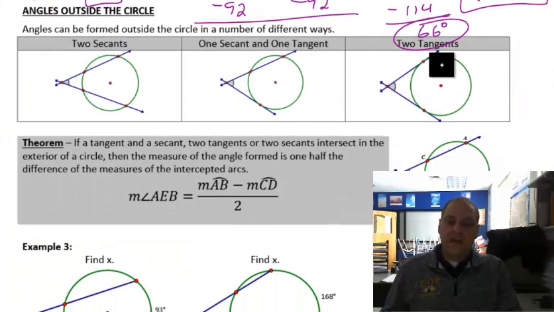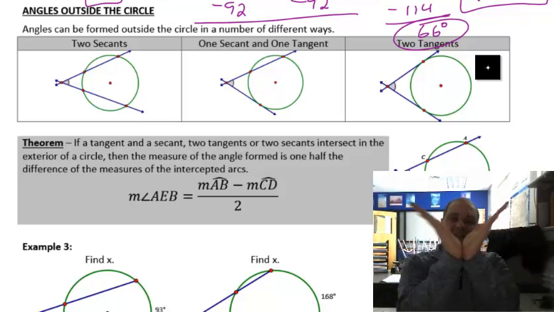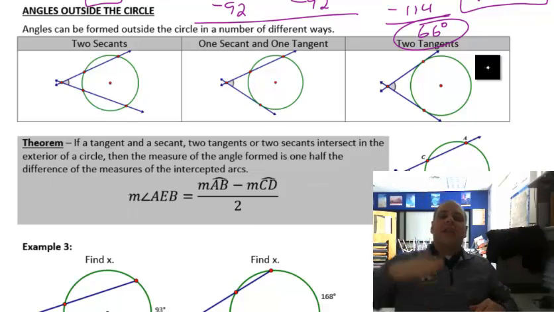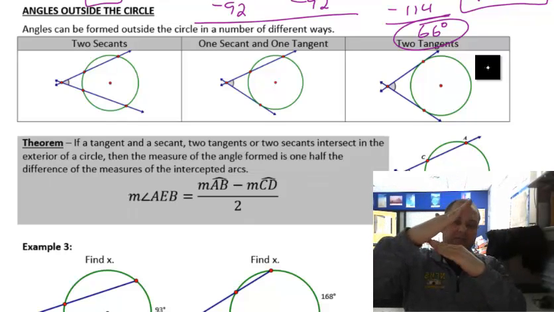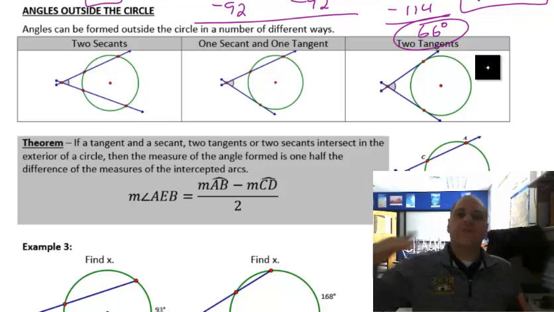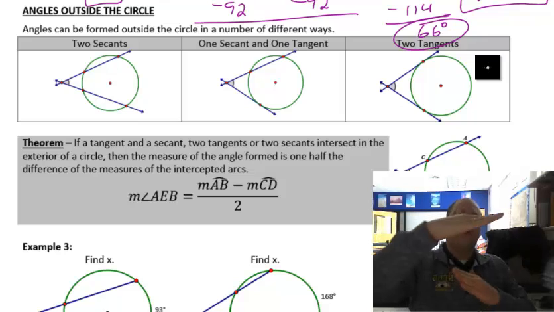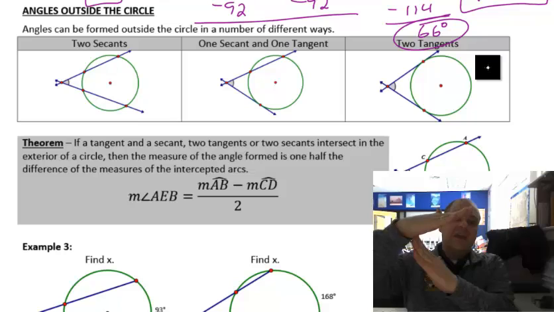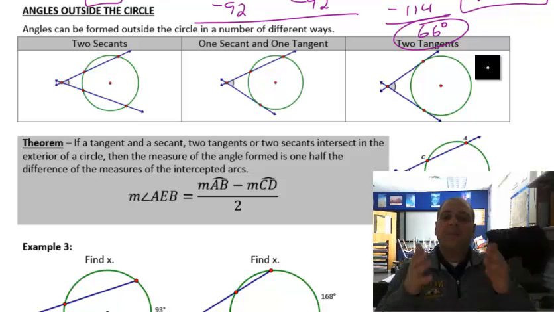So there's 3 scenarios. You could have 2 secants, right here, the first picture. You could have a secant and a tangent, or you could have 2 tangents. The secants go through the circle. The secant with the tangent, one goes through the circle, one just touches the circle one time, and the 2 tangents each hit the circle one time each. But that doesn't matter. The bottom line, it's all the same formula.